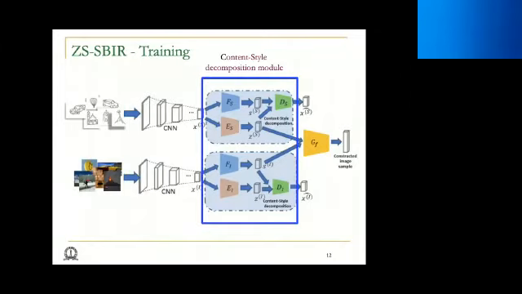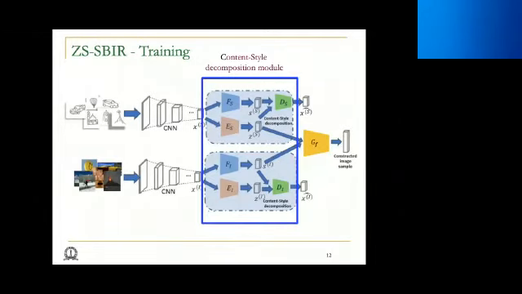And then we have a content-style decomposition module. So what does it mean? We assume that every data can potentially be separated out into two parts. One is the content, and the other is the style. So what are content and style? Suppose we take the car example, right? We see a car sketch here, and we also see a car image here, right?